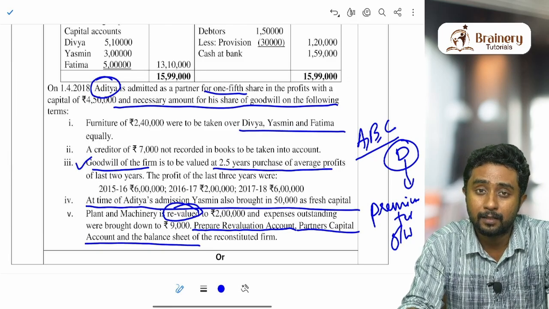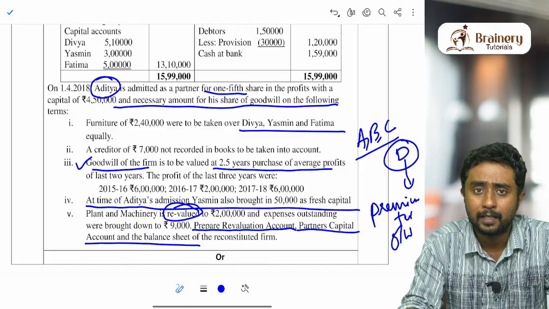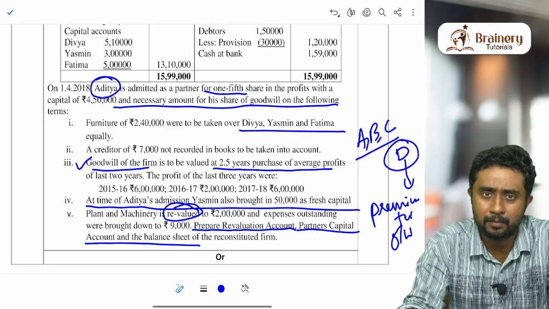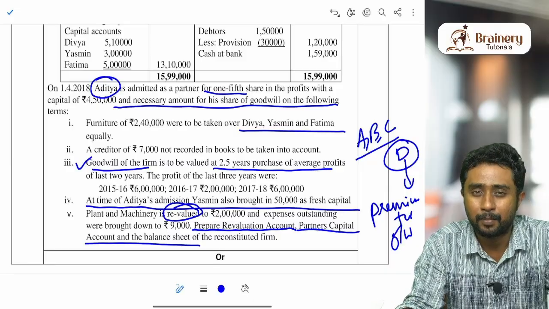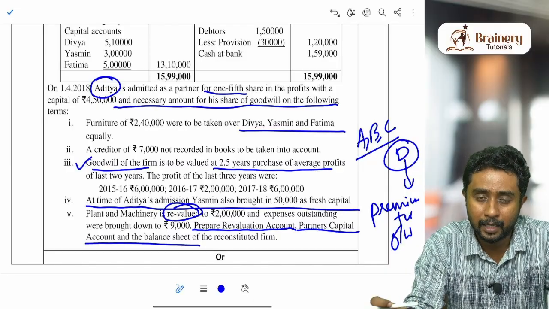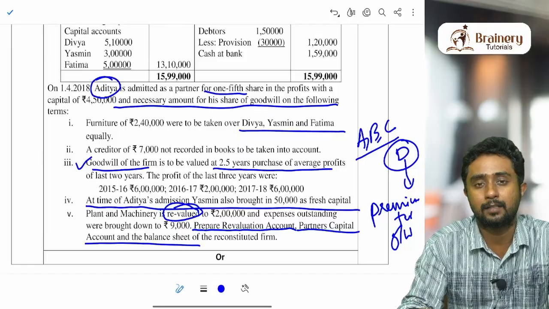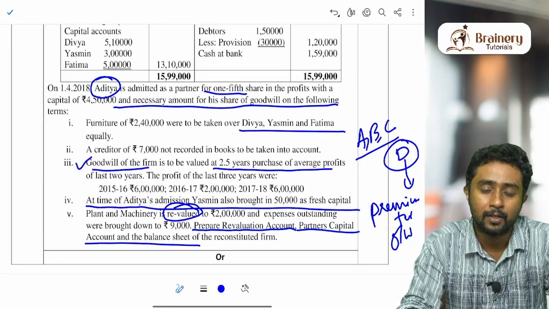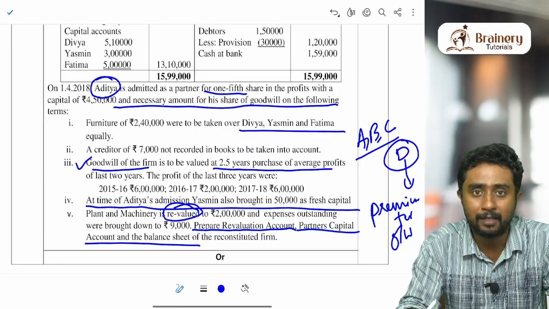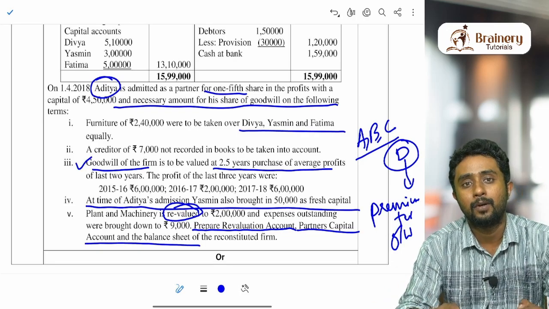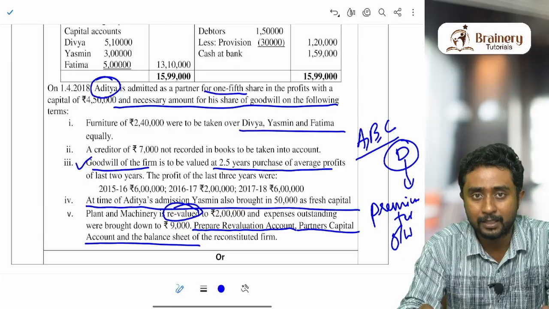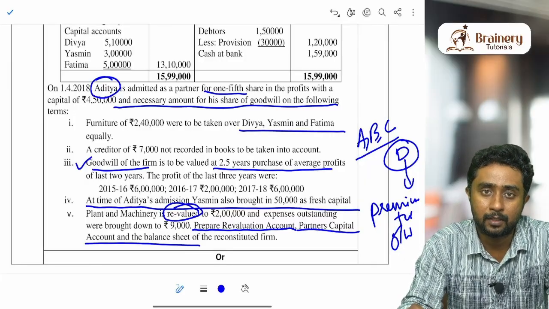In the case of what? In the case of reconstitution of partnership. Now the question is, what is reconstitution of partnership? Whenever there is a change in profit sharing ratio of the partners, whenever there is an admission of a partner, whenever a partner leaves the business, whenever a partner dies, in all these situations, the structure of the partnership is actually changing. So basically the existing partnership deed will be cancelled and a new partnership deed should be made. All these situations we can call reconstitution of partnership.